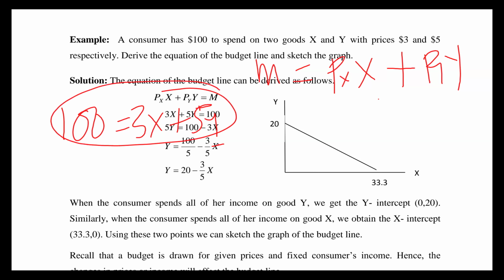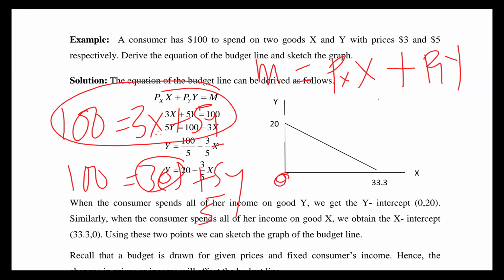That's the message we are sending. So if you want Y, you will set X equal to 0, because at this point, at the intercept, X is equal to 0. So you say 100 equals 3 times what is your X at this point, at the intercept? This is 0, right? Plus 5Y. So since this will be 0, you just divide 100 by 5. That's how you get this 20.